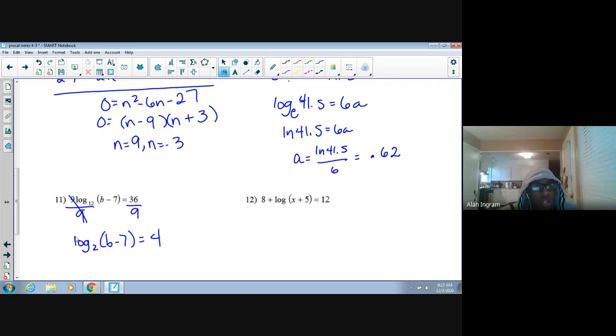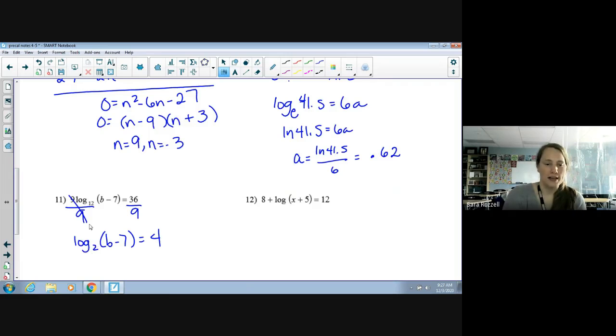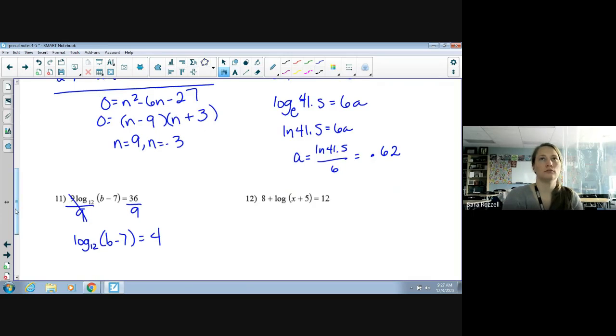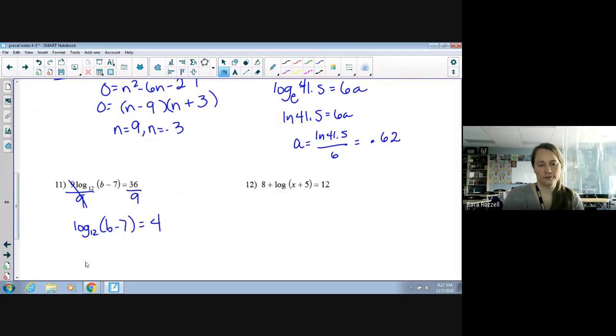Isn't it still a log 12? Oh yeah, sorry. I wrote 2 instead of 12. It's log 12. So we are going to write, what's our base going to be? 12. That's our base, it's our little number here. To the 4 equals b minus 7.